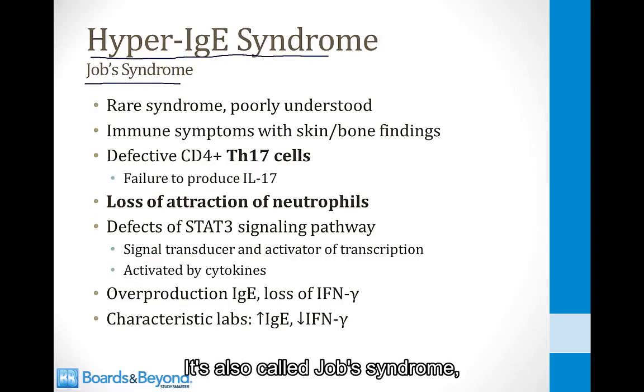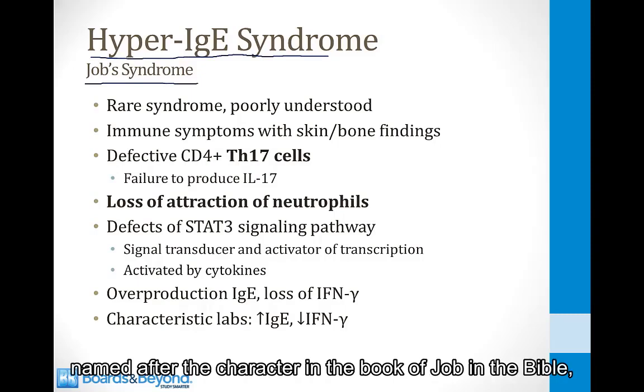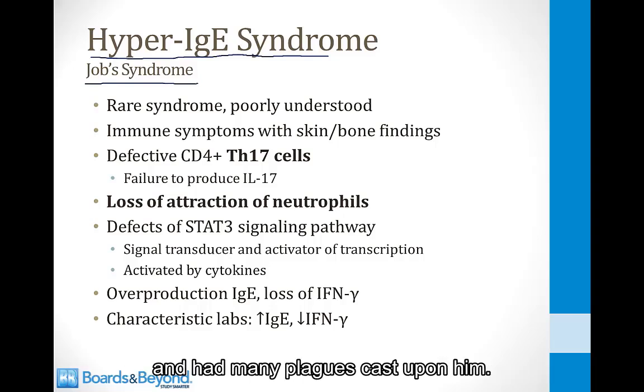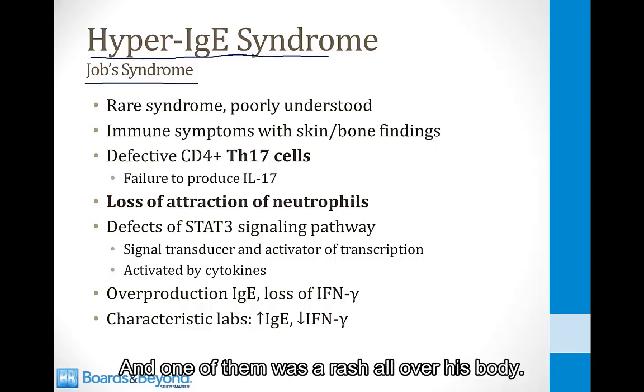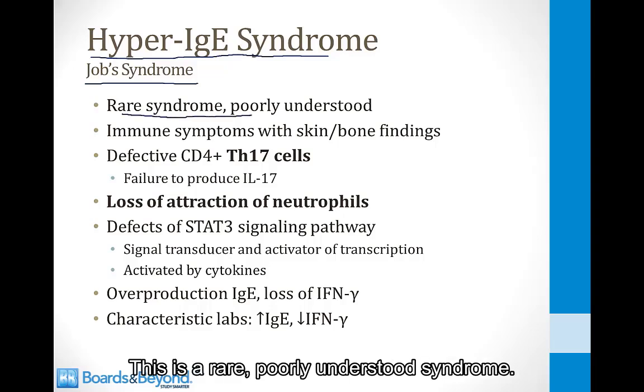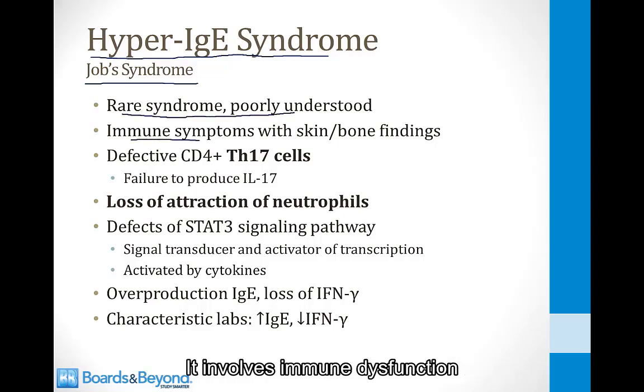It's also called Job syndrome, named after the character in the book of Job in the Bible. You may know that Job was cursed by Satan and had many plagues cast upon him, and one of them was a rash all over his body, and this syndrome involves a rash, and that's why it's called Job syndrome. This is a rare, poorly understood syndrome. It involves immune dysfunction along with skin and bone findings.